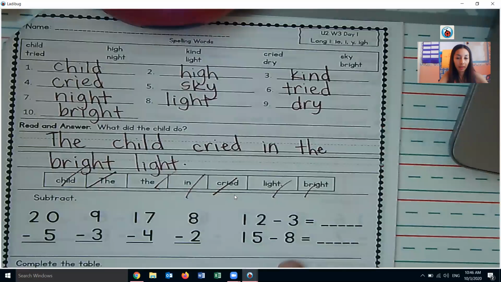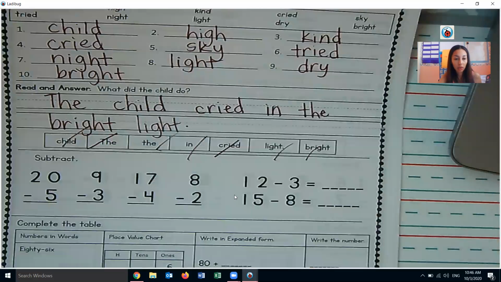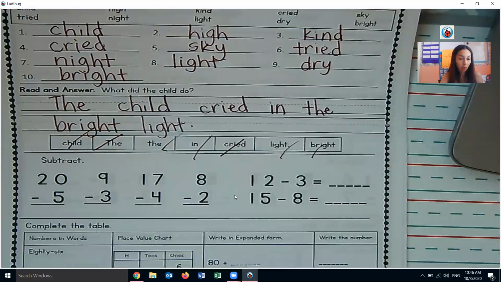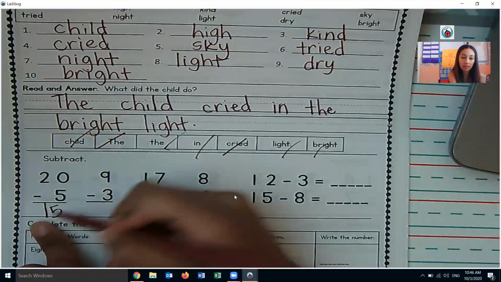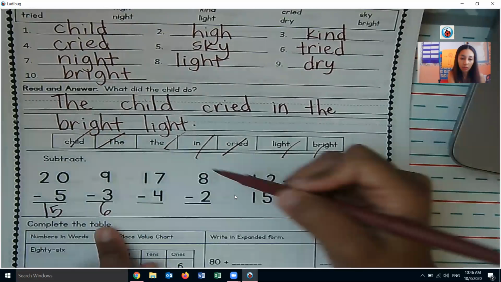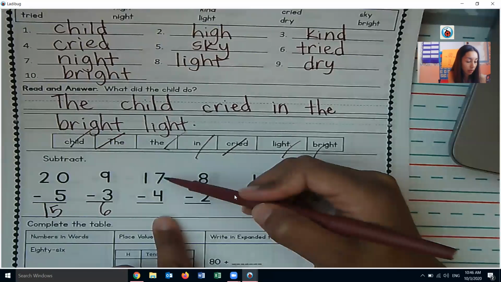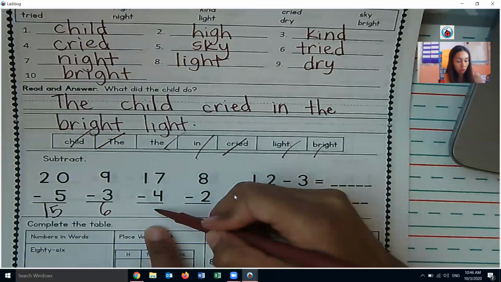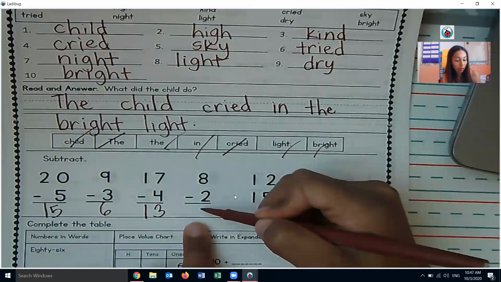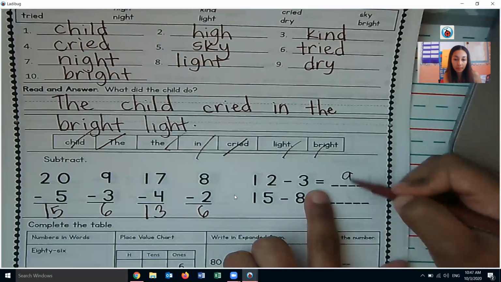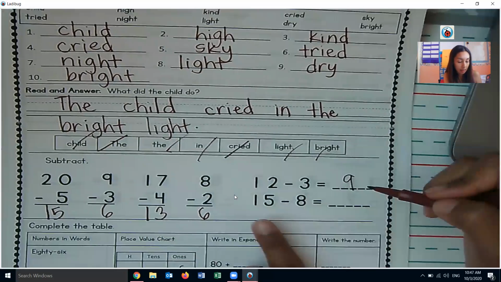Next, we have the math section. So our facts. 20 take away 5 is 15. 9 take away 3 is 6. 17 minus 4, we can go 7 minus 4 is 3, and that one just drops down. 8 minus 2 is 6. 12 minus 3 is 9. 15 minus 8 is 7.